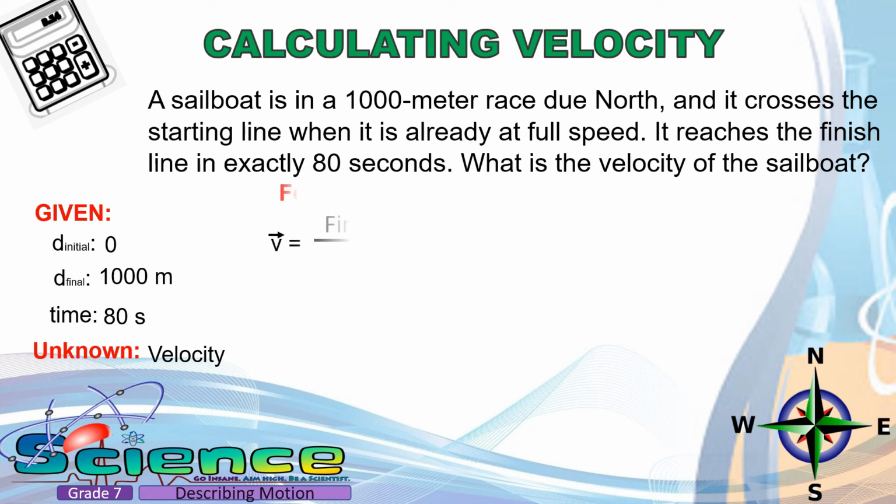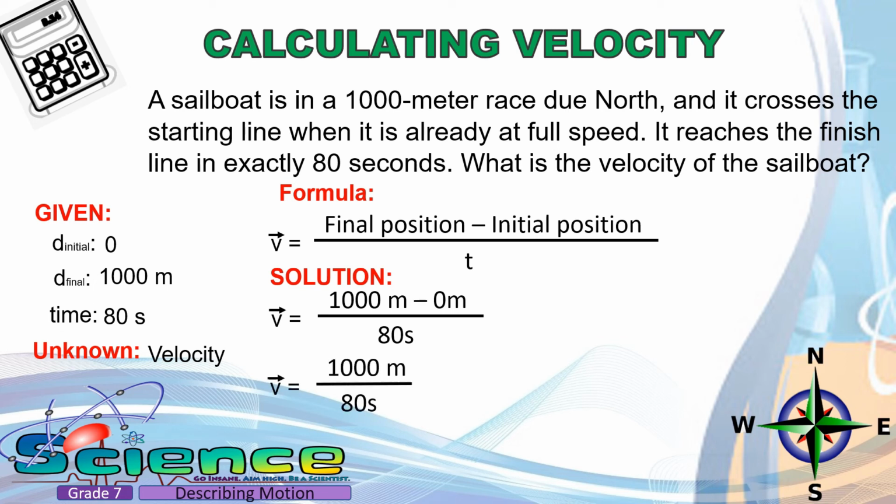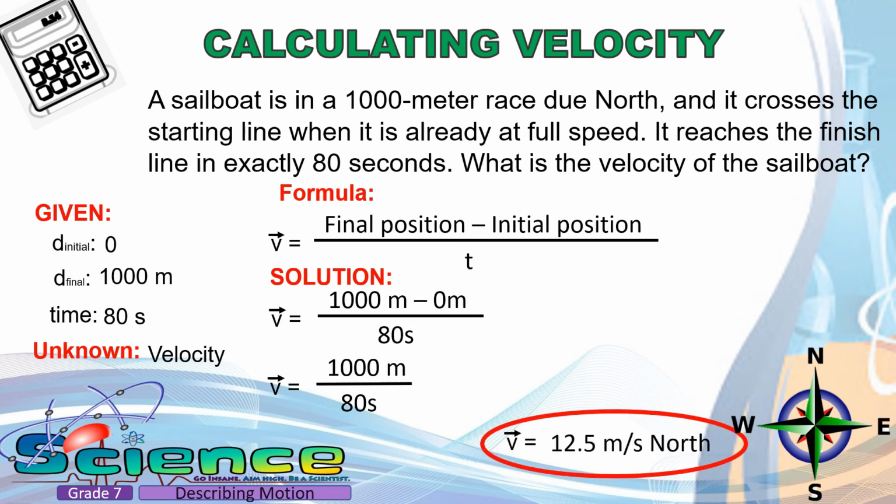The formula for velocity is: velocity is equal to final position minus initial position divided by time. Now, let us substitute the given data. Velocity is equal to the final position, which is 1,000 meters, minus the initial position, which is 0, divided by the time, which is 80 seconds. Thus, the velocity of the sailboat is 12.5 meters per second north.